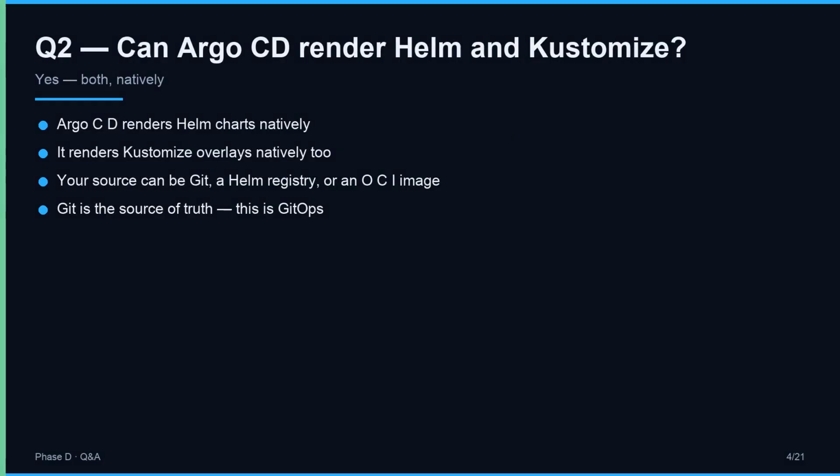Second question, can Argo CD render both? Yes, natively. Argo CD renders Helm charts and Kustomize overlays out of the box. Your source of truth can be a Git repository, a Helm registry, or an OCI image. Argo CD pulls it, renders it, and applies it to the cluster. That is the GitOps pattern. Git is the source of truth, and the cluster converges to it.